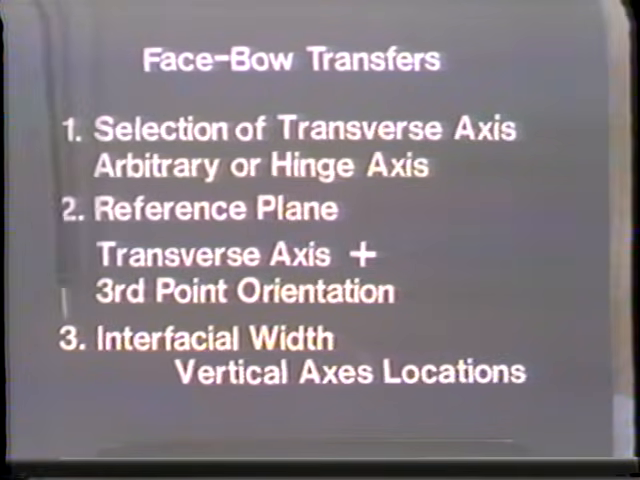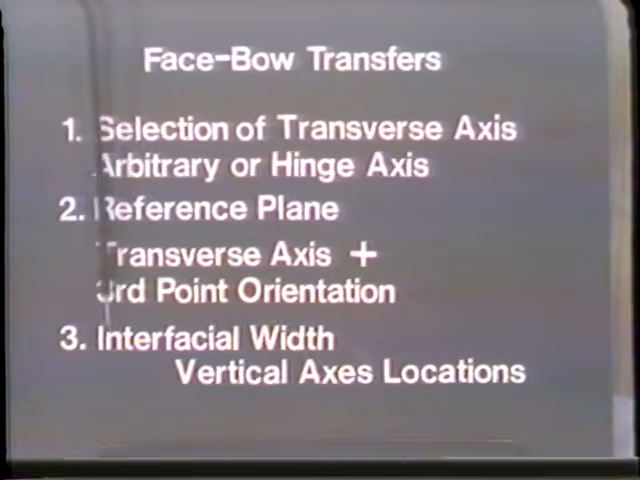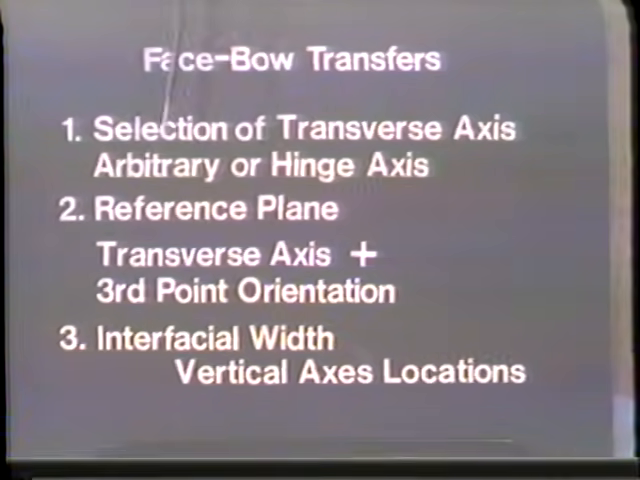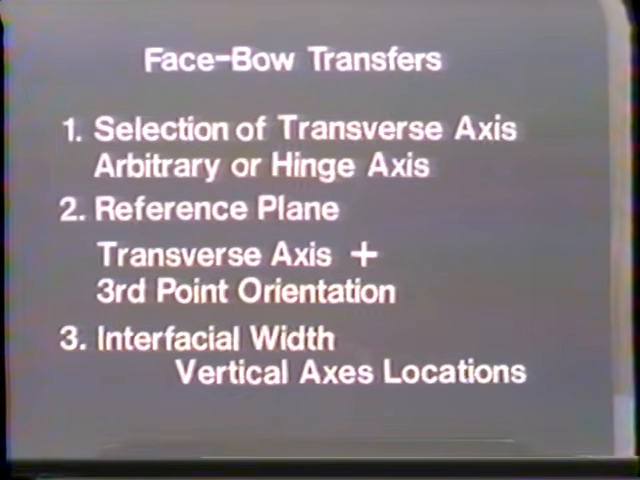Another way of doing it would be to consider the interfacial width. Now we're working actually with the vertical axes too, the placement of the vertical axis about each condyle. So we're concerned then in a facebow transfer with a transfer of the horizontal axis and a vertical axis, and it depends how far we go in terms of, again, the selection of the instrument to which we might transfer this record.